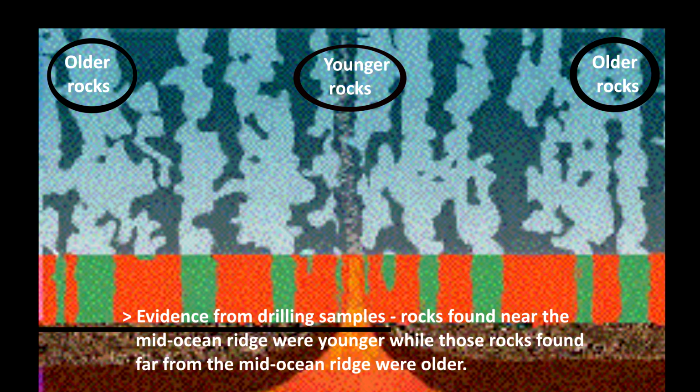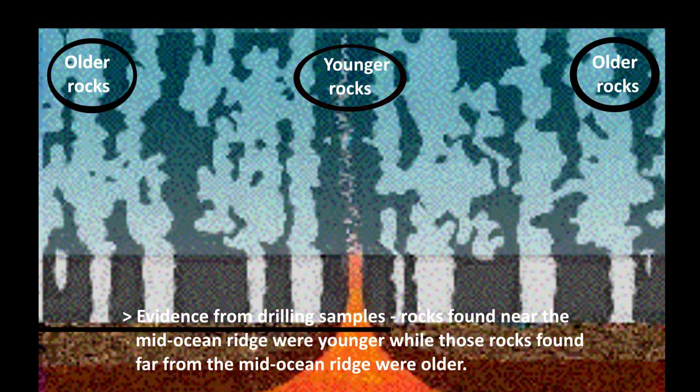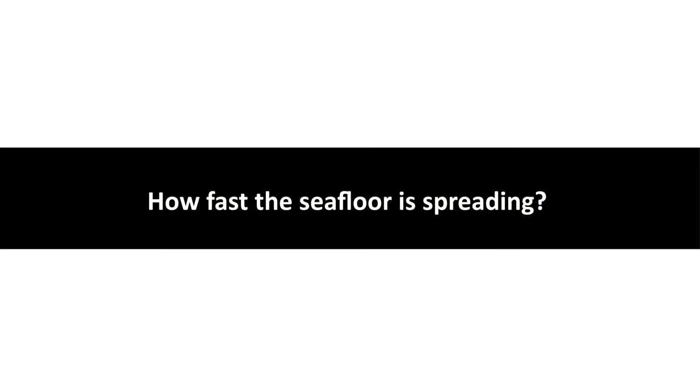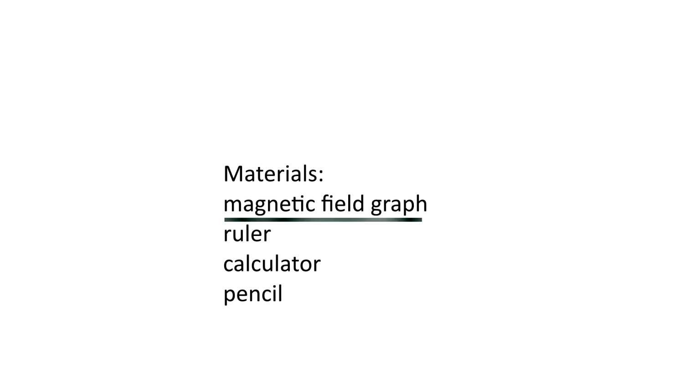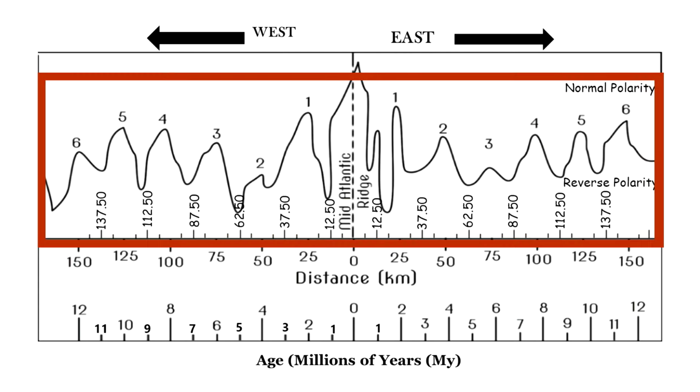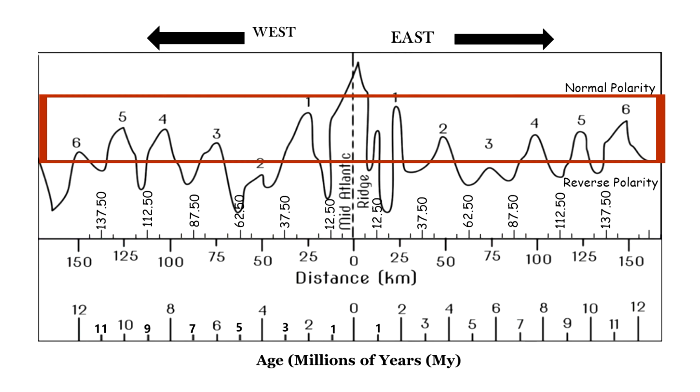Now that you know and understand the seafloor spreading theory, we try to find out how fast the seafloor is spreading by doing the next activity. In this activity, you will need the magnetic field graph, ruler, calculator, and pencil. Please follow the procedure in this activity. Shown here is the magnetic field graph. You will be working only with normal polarity readings. These are the peaks above the baseline on the top half of the graph.